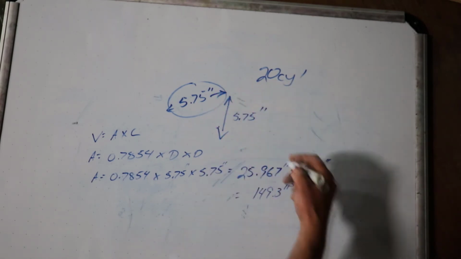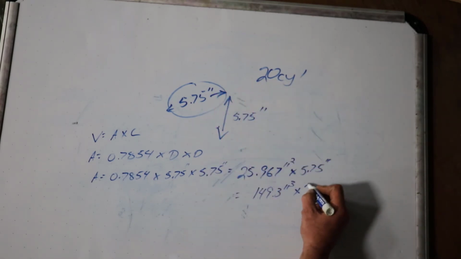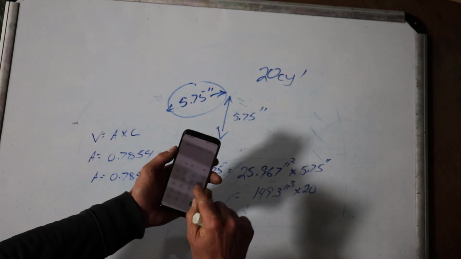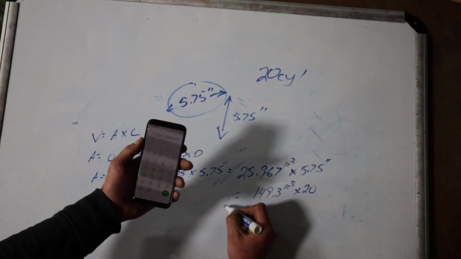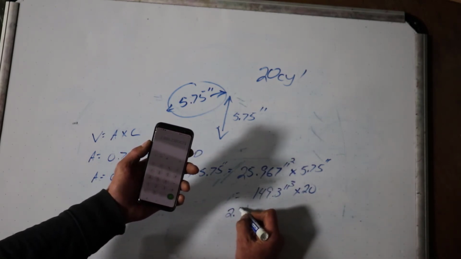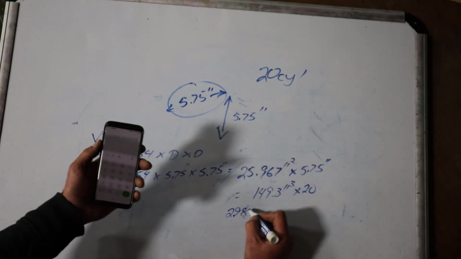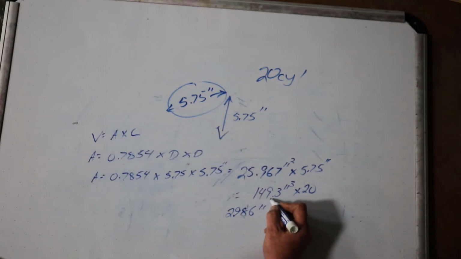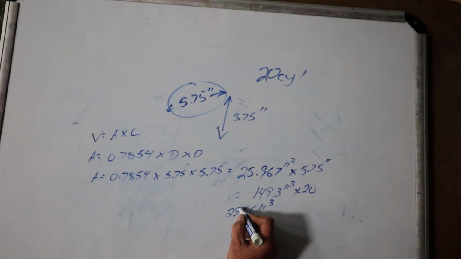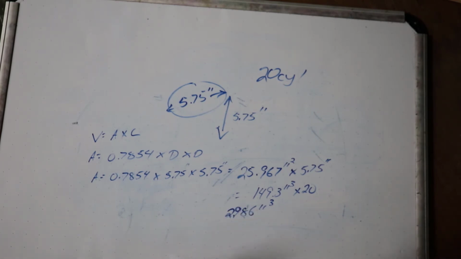Times that by the number of cylinders. Times 20 equals 2,986 inches cubed. That's a lot of inches. Just shy of 3,000 cubic inches.